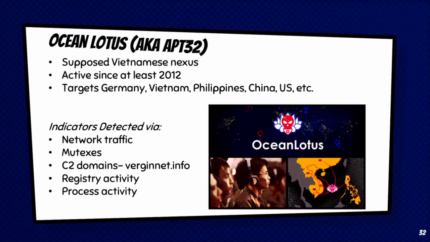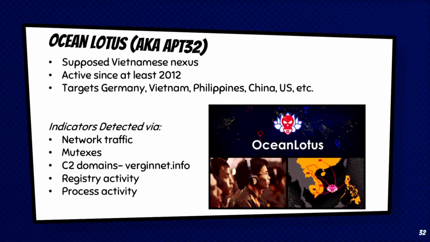Ocean Lotus is also known as APT32, for those of you that follow the FireEye naming conventions. They have a supposed Vietnamese nexus. Again, I say supposed because of attribution issues. They've been active since supposedly 2012. There's some debate about that. And they target multiple countries and entities across the globe, both from a governmental perspective, but also from a private industry perspective. So they're kind of all-encompassing. They like to target and own everything.